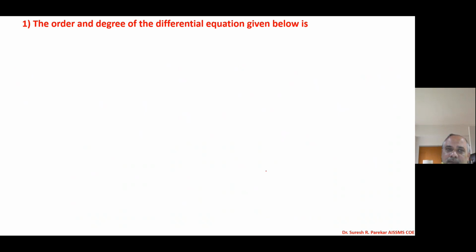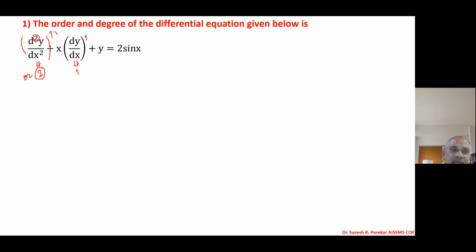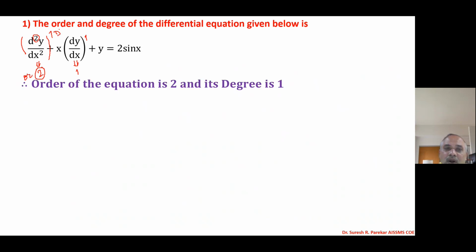Now we will solve some problems. We have to find the order and degree of the differential equation given below. Here the highest order is 2, and if I mention the power of this, we have power 1. The order of this term is 1 and its degree is also 1. So the degree is the power of the highest order derivative. We have 2 as order and 1 as degree.